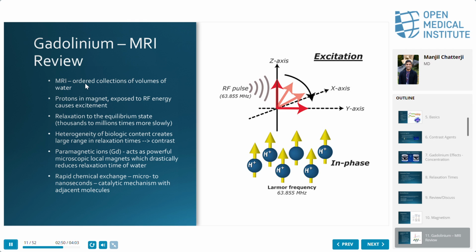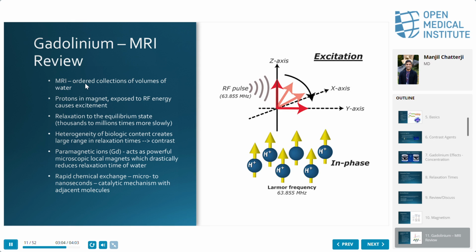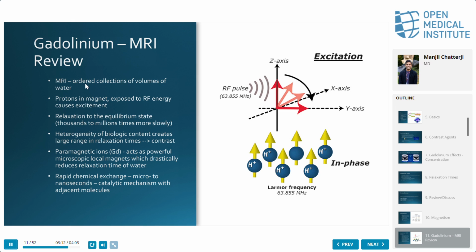Now, that's wonderful, but it takes forever. It takes so long. So the idea here is to add contrast. And if you add contrast, it acts as a very powerful microscopic local magnet. And what it does then is, as a magnet, it adds its own magnetism to the mix. So if you add another magnet into the setting, a weaker magnet than the big magnet, then you can speed this process up like crazy.